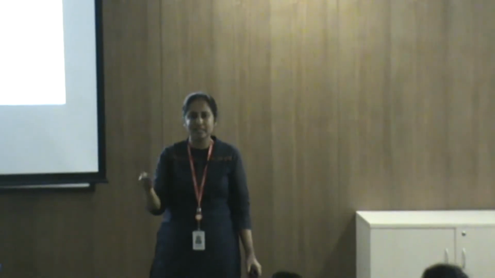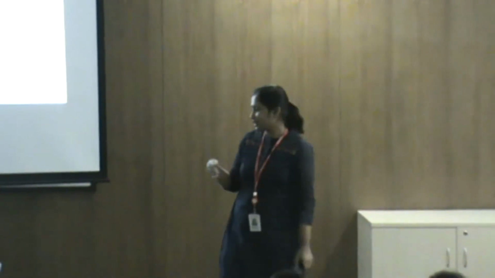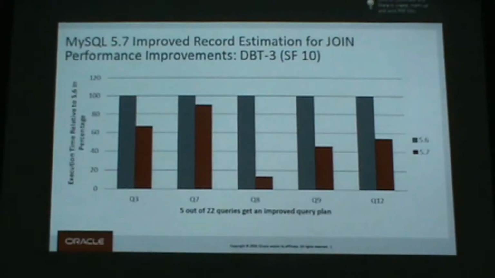Whether it improves every query, no. But we are sure from now on that it is going to be more accurate than before. Definitely for a couple of queries you see here, in DBT3, out of 22 queries, 5 queries have an improved join plan because we are more accurate in estimating the join records. Did I answer your question?